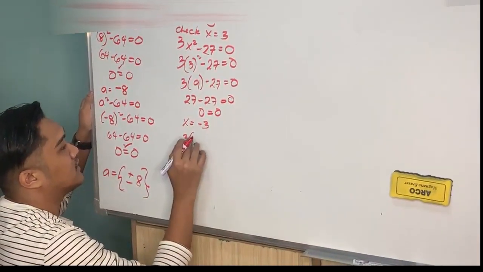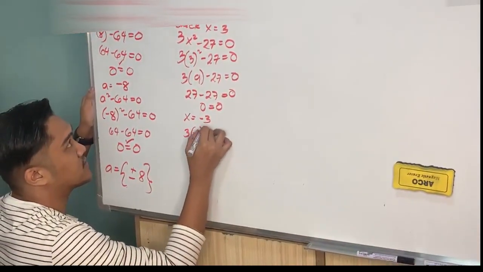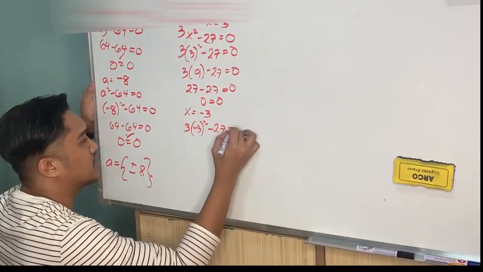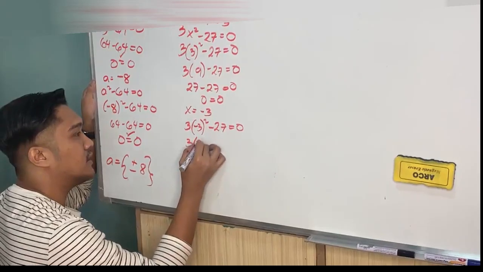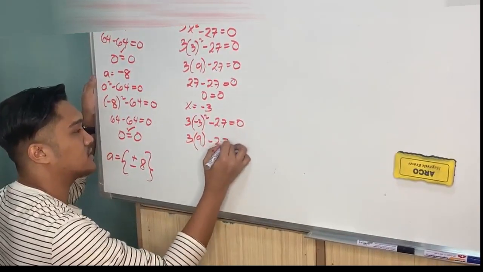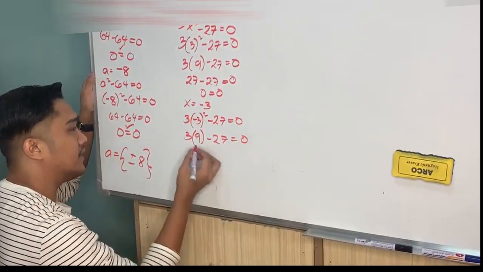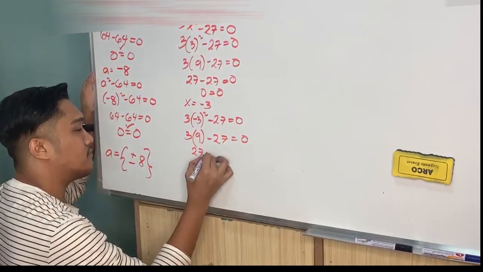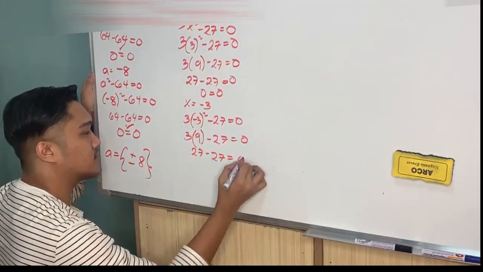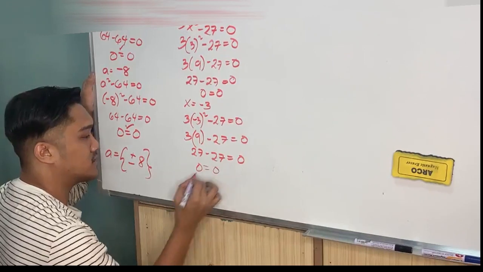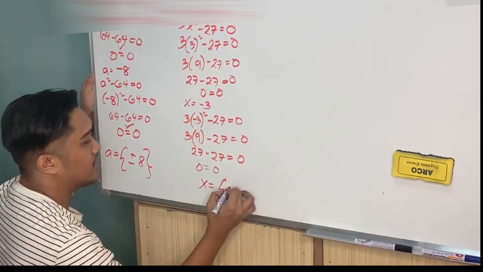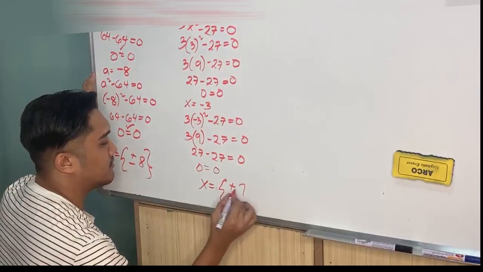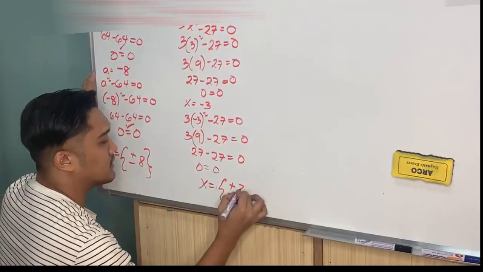3 times negative 3 squared minus 27 is equal to 0. 3 times 9 minus 27 is equal to 0. So, 27 minus 27 is equal to 0. 0 equals 0. Therefore, ang ating solution set will be positive, negative, 3.